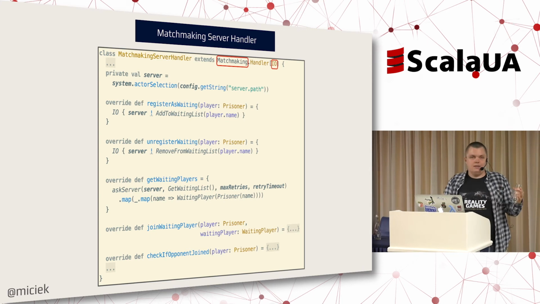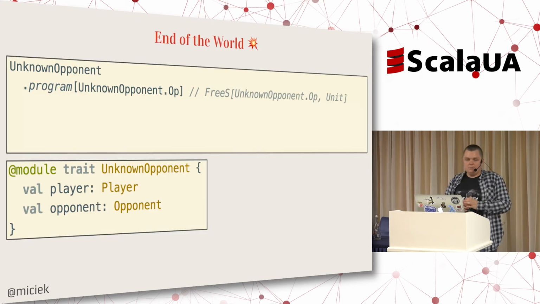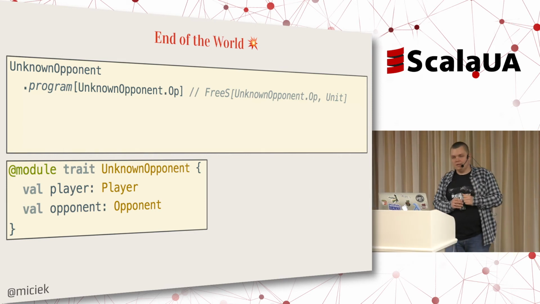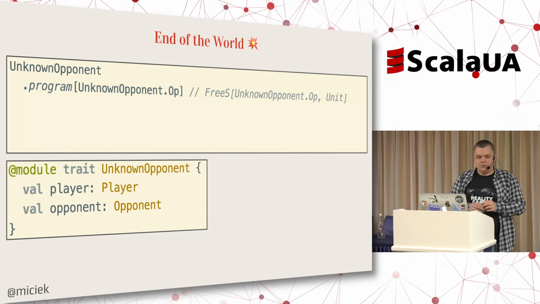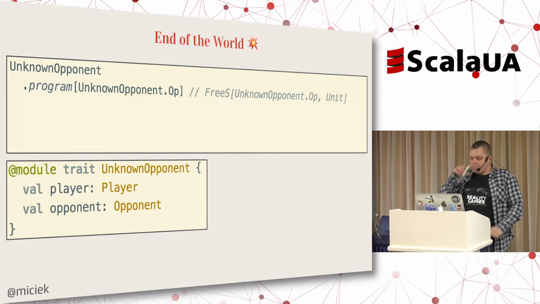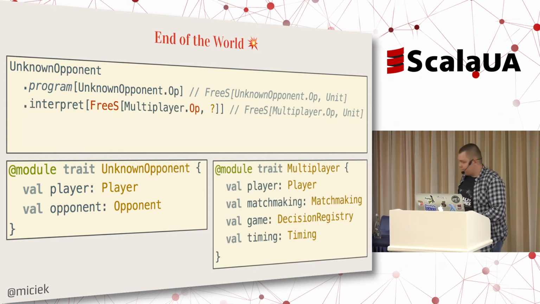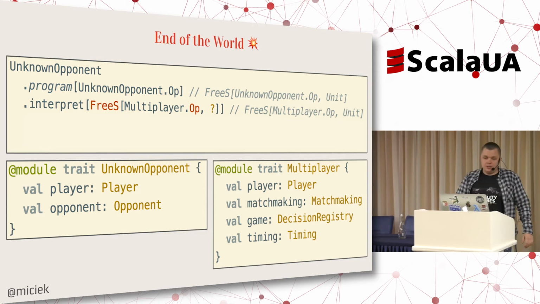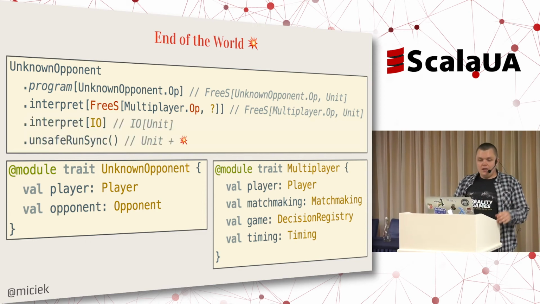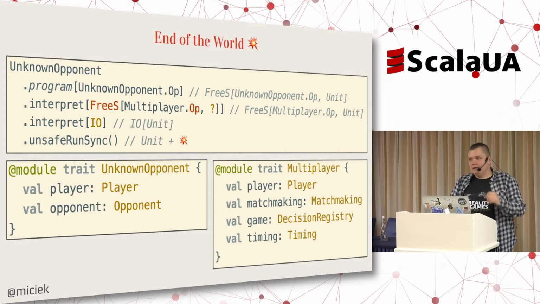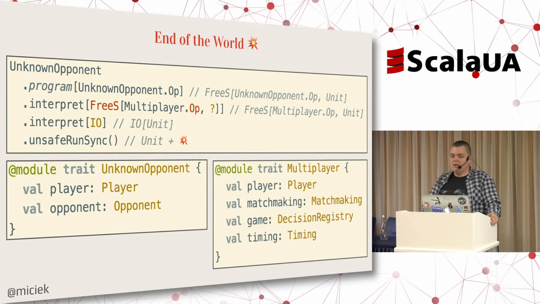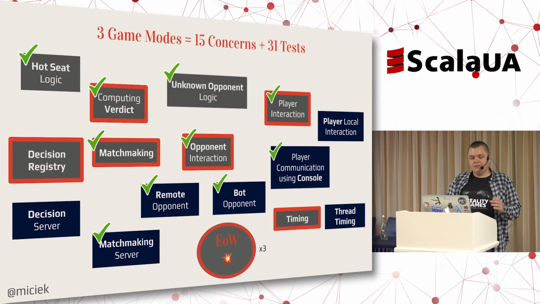And only at the end, we are creating programs, also very small programs, again, at the end of the world. We are just interpreting the same program, unknown opponent, into a free, as I told you. Then we are interpreting this free into IO, and only then unsafely run it synchronously. So this is when all the magic happens. This is when the servers are really created, the actors are really created, the print lines are done, and so on and so forth. So this is our whiteboard.